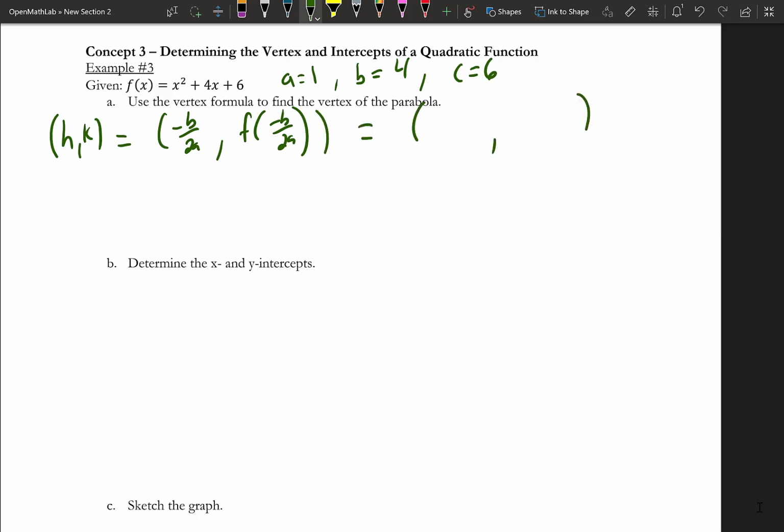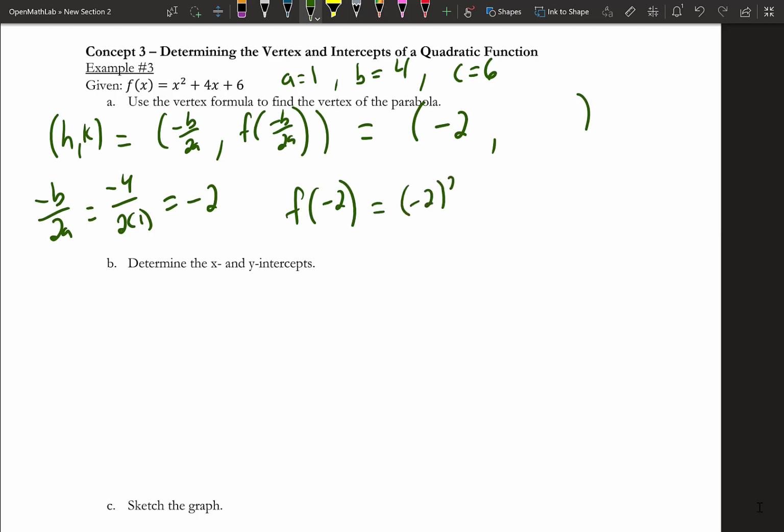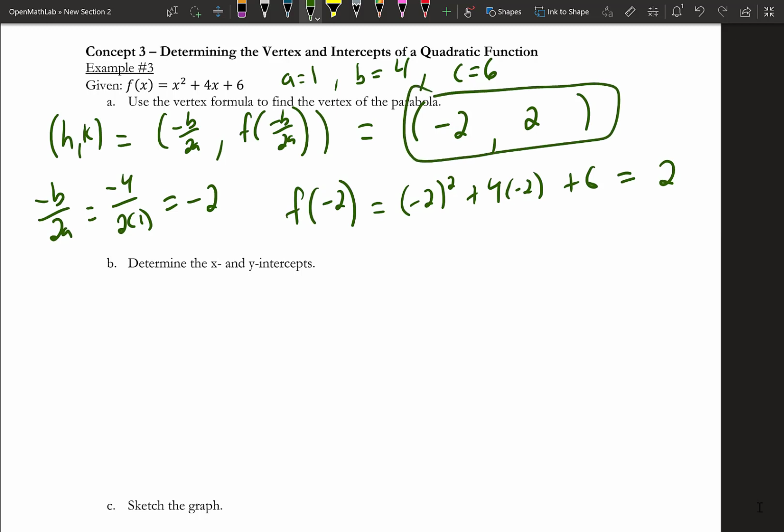So I need to find those values. Negative b divided by 2a is equal to negative 4 over 2 times 1, which is negative 2. So the x-coordinate of the vertex is negative 2. And then to find the y-coordinate, we're just going to plug this into the function. So that would be negative 2 squared plus 4 times negative 2 plus 6. So this ends up simplifying to be 2. So (negative 2, 2) is the vertex. This part is the vertex of the parabola.